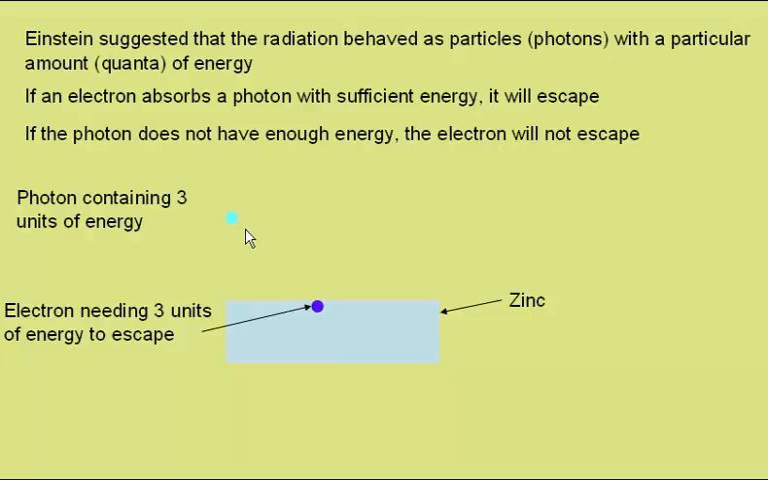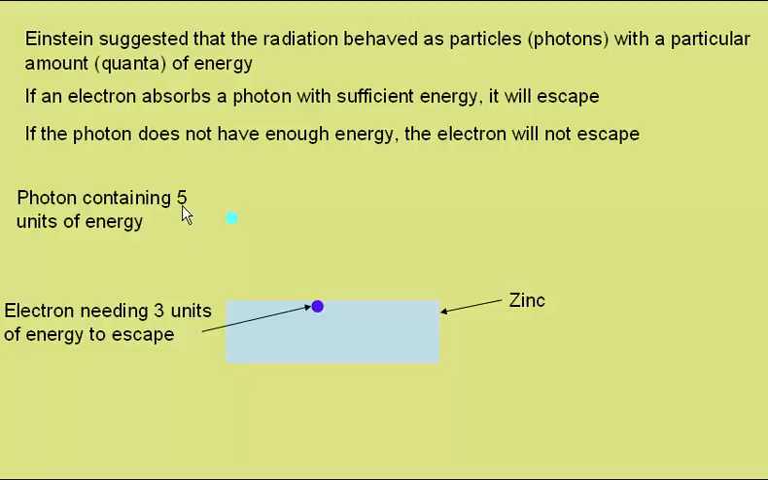Here we have a photon containing 3 units of energy. The electron still needs 3 units of energy to escape, so if the photon is absorbed, the electron will escape, but with 0 kinetic energy. It only just escapes. Almost immediately it will re-emit this energy as another photon.